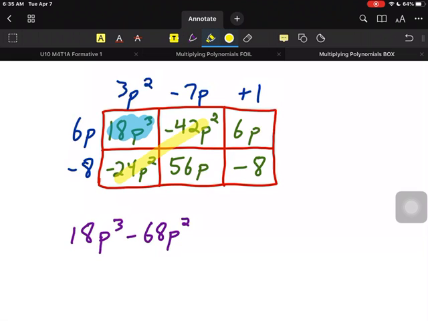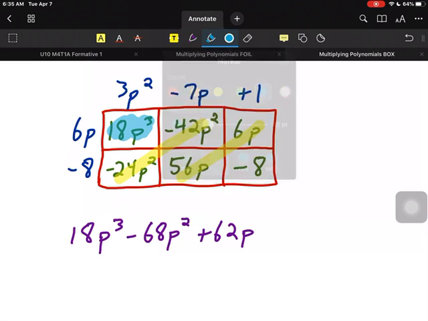Okay, and then I should be able to go diagonal again, like that. And those are all p's, all right? So we can add those together. 56 plus 6 is 62. And then since they're both p, it's just a p.